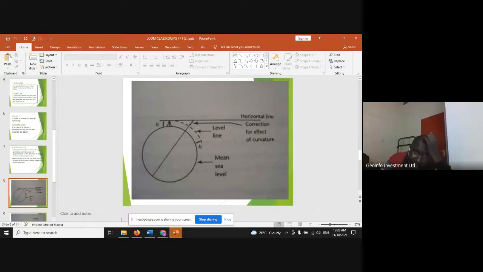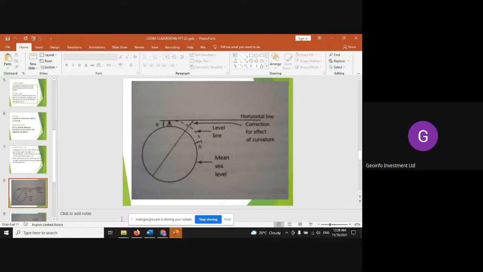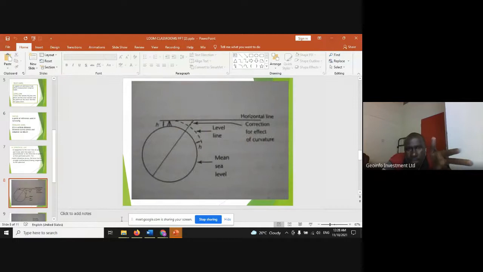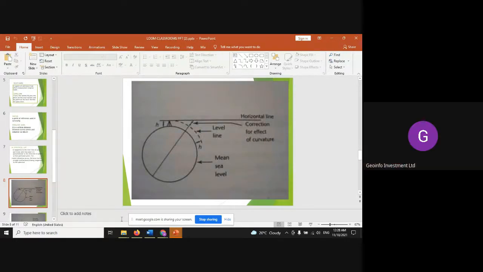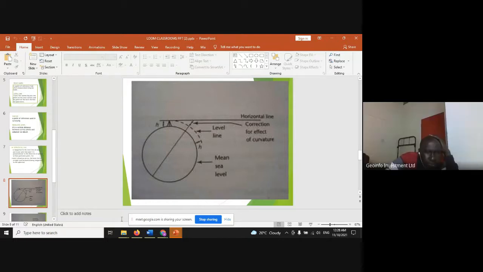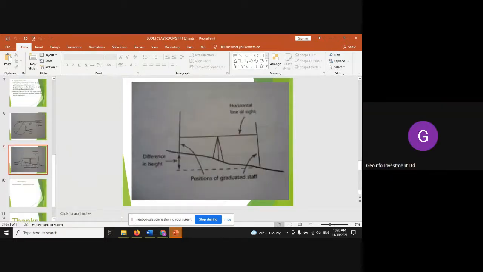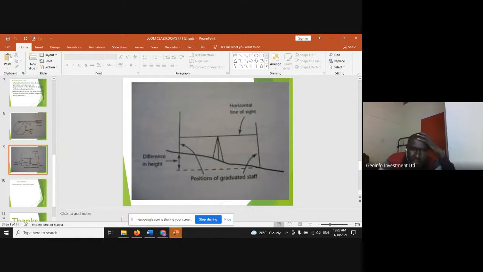And because the line follows the curvature of the earth, there is a correction of curvature between the horizontal line and the level line. So let's go to the diagram, slide number 9. Now here we can see the procedures of leveling.